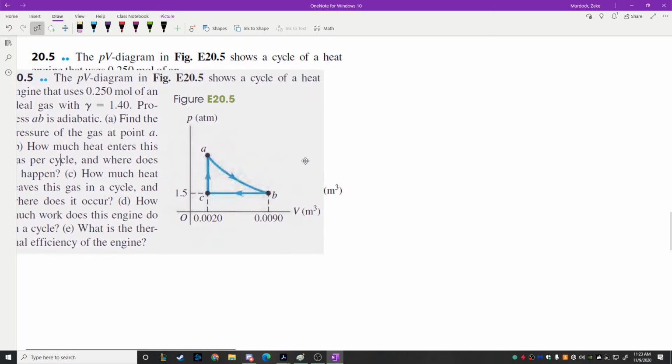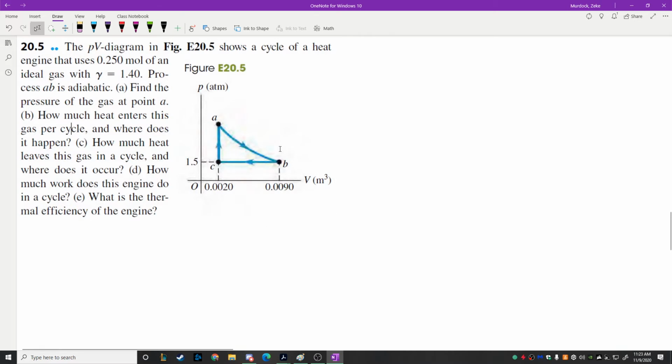This is weird. It looks a lot different than the one we did before because there's no vertical line right here. Anyway, how much heat leaves the gas in a cycle, and then how much work does the engine do, and what's the thermal efficiency of the engine? Yeah, this one's quite a bit more challenging, I think, at least on the surface.